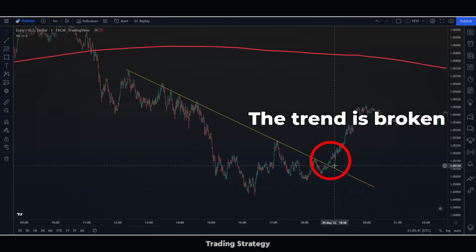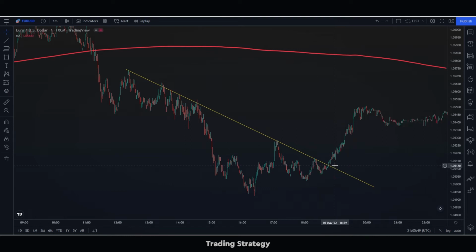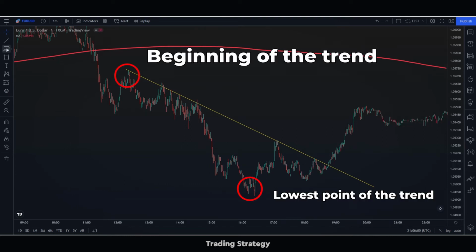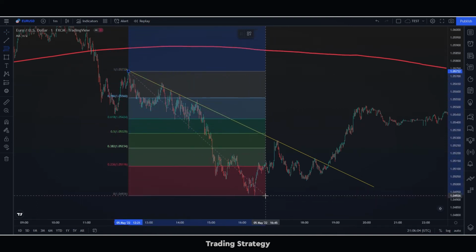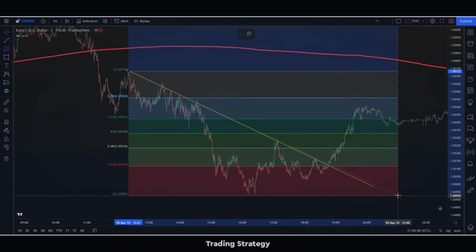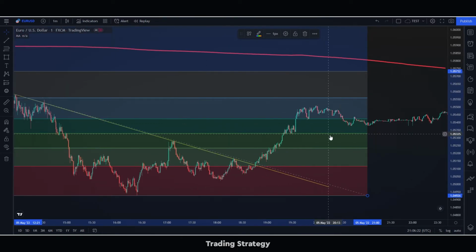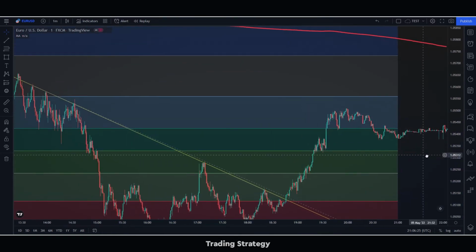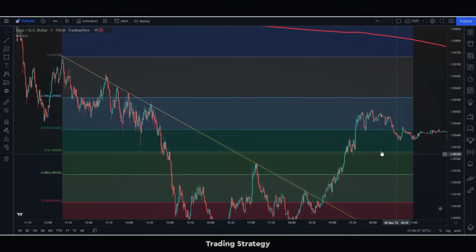Once that trend has been broken enough, we will plot the Fibonacci levels from the beginning of the trend to the bottom of the trend. We will be left as follows. To place the sell trade, we will wait for the price to touch the 61.8% Fibonacci level. If the price touches it, we will carry out the operation.